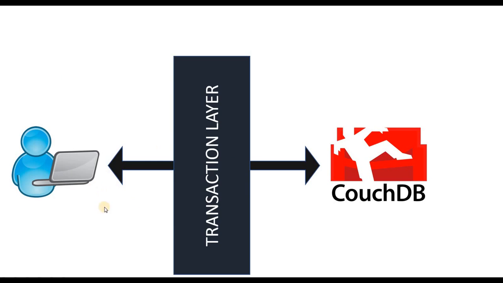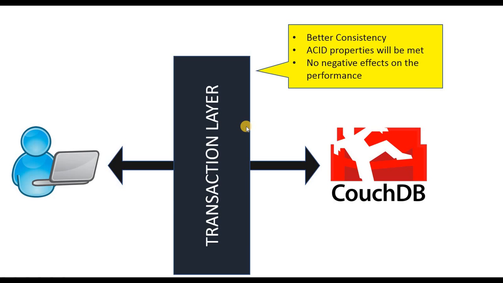The customer will not directly access CouchDB. Instead, they will send all the read, write, update, delete, whatever database requests they have with respect to CouchDB, to our transaction layer. Our transaction layer will further execute those queries against CouchDB and provide the result back to the customer. So we are going to achieve better consistency, provide ACID properties support, and make sure there are no negative effects on the performance of the system.